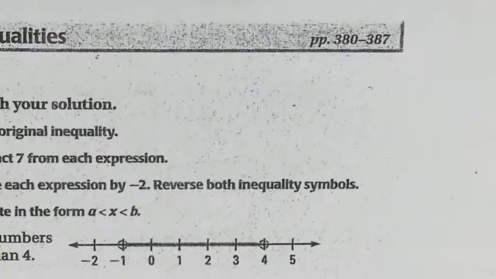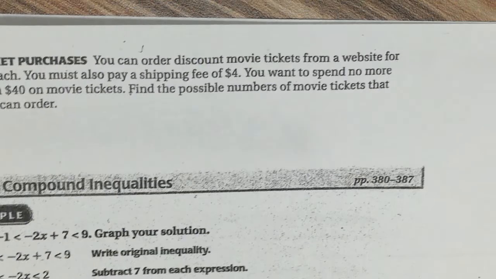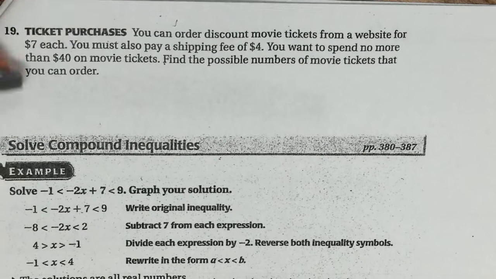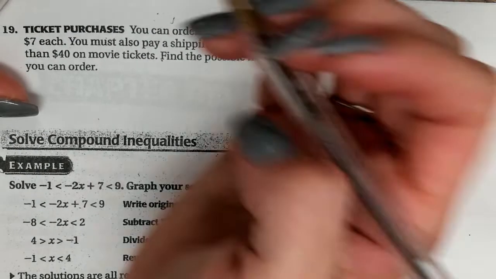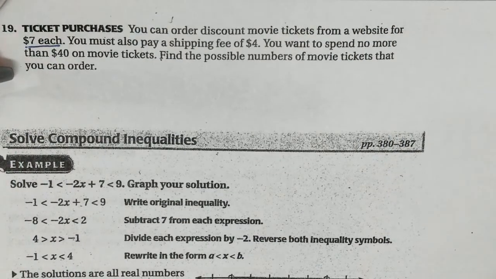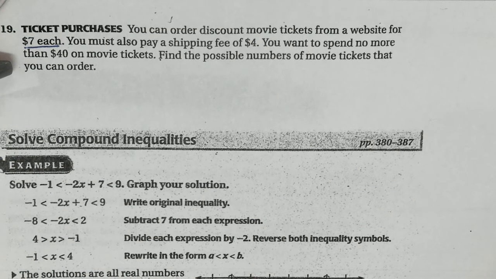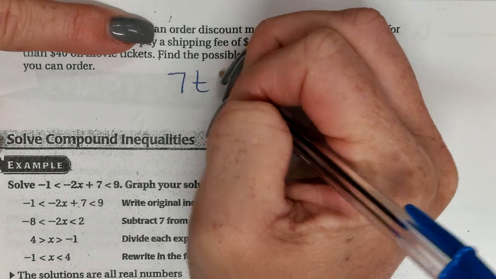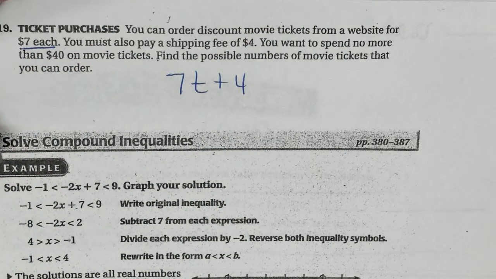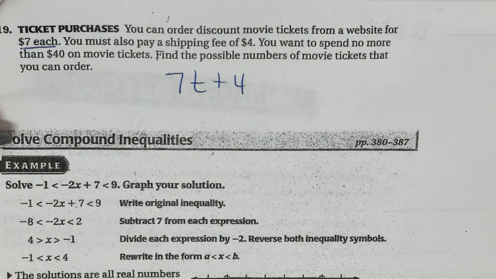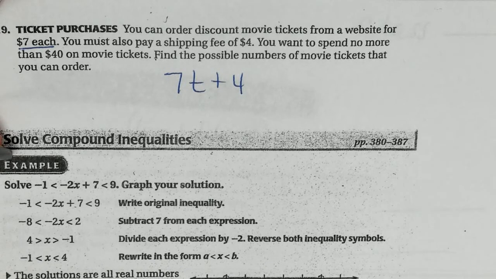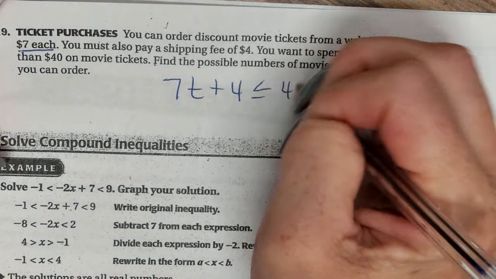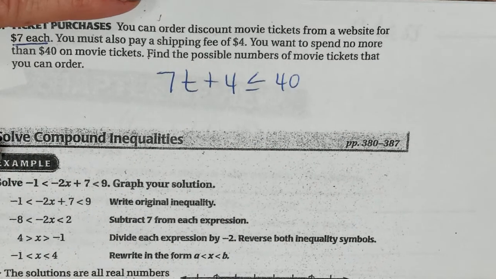All right, turn the page. Again, you're going to put all those on number lines. You can order discount movie tickets from a website for $7 each. Did y'all see a clue word? All right. You also must pay shipping of $4. So that's 7 times the tickets plus my shipping fee of $4. You want to spend no more than $40. That means I want to spend less than or equal to $40. How many movie tickets can you order?